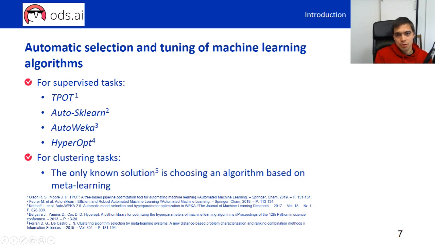Today, many solutions for the problem of automatic selection and tuning of algorithms have been developed, but most of them are for supervised learning tasks. Most popular of them are implemented in libraries like TPOT, Auto-sklearn, Auto-WEKA, and HyperOpt. For the clustering task, only one solution has been developed, and this solution is based on meta-learning. Its evident disadvantage is that the choice is made from a fixed number of algorithms.